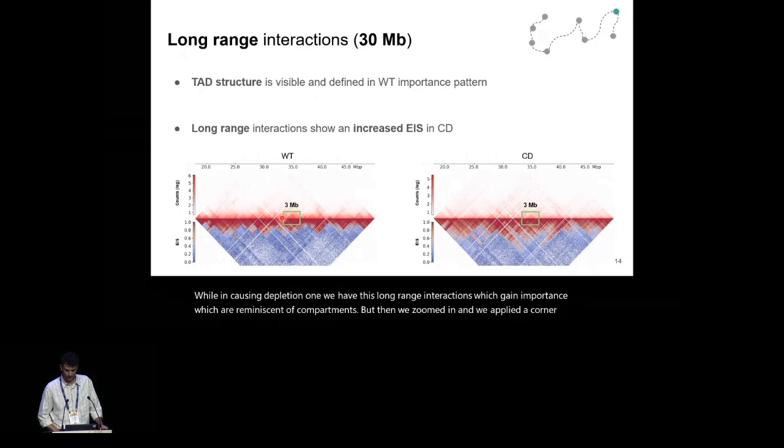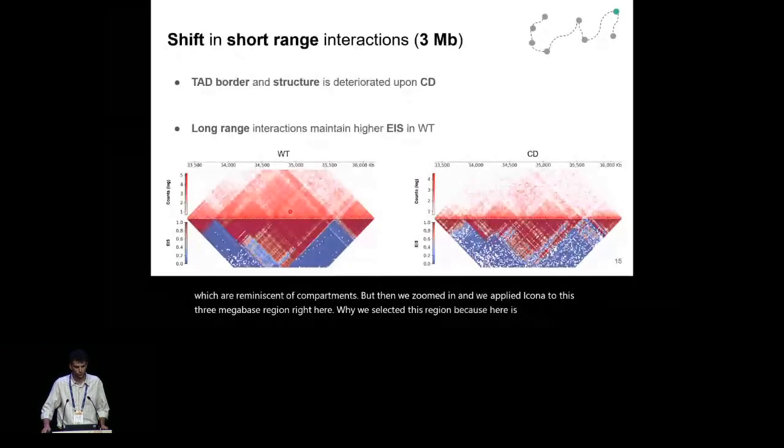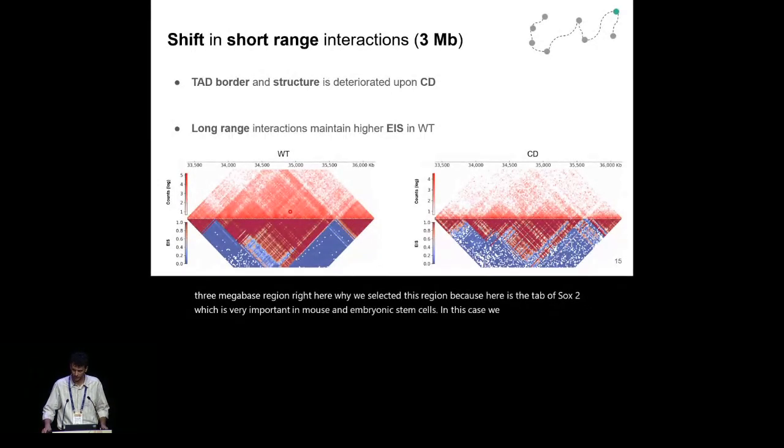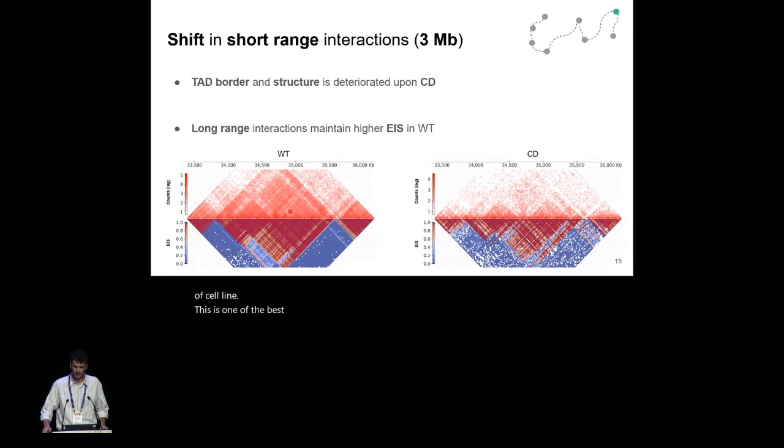Why did we select this region? Because here is the TAD of SOX2, which is really important in mouse embryonic stem cells. In this case, we are using this kind of cell line. This is one of the best described TADs in the literature. And so we applied Icona only on this 3 megabase region.